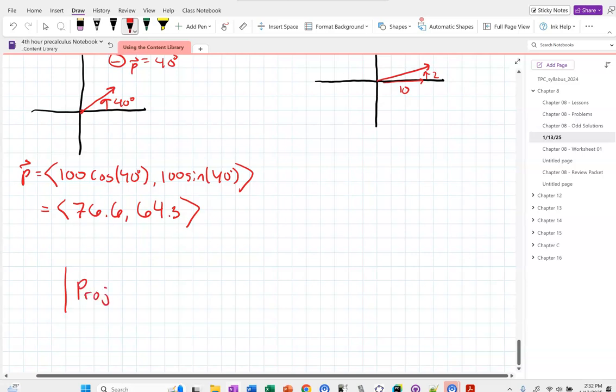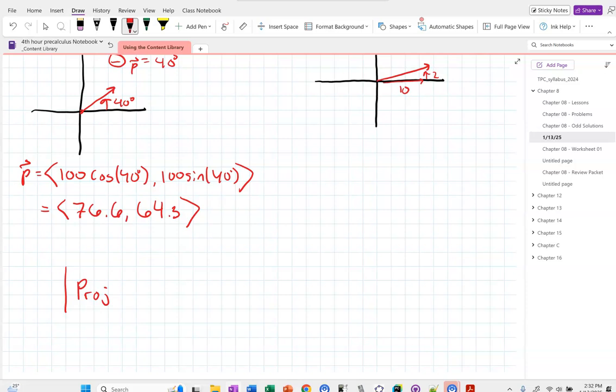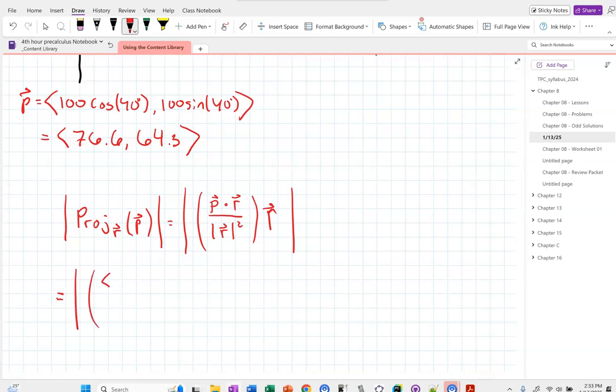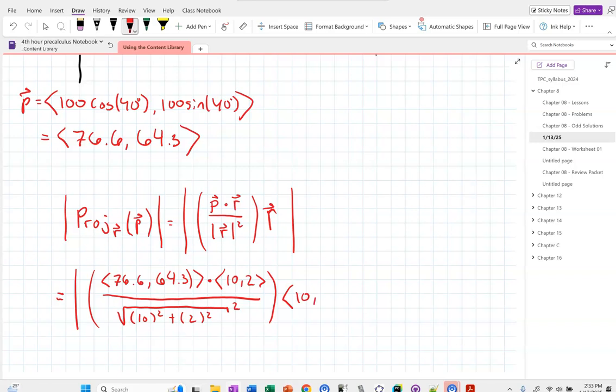So then I need the magnitude of the projection of P onto R. It's the magnitude of P dot R over the magnitude of R squared, times R. So again, I'm just restating the formula. Let's fill the things in. So P is that. R is that. The magnitude of R is that, and it's squared. And then times R.